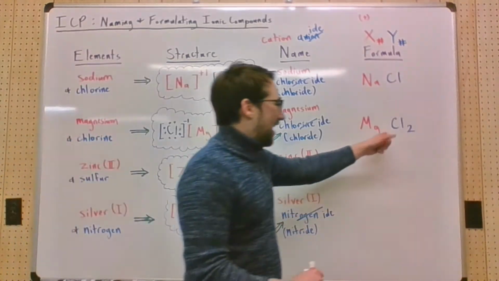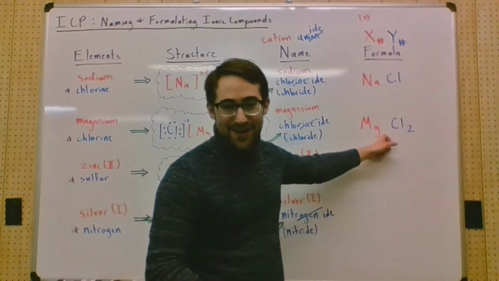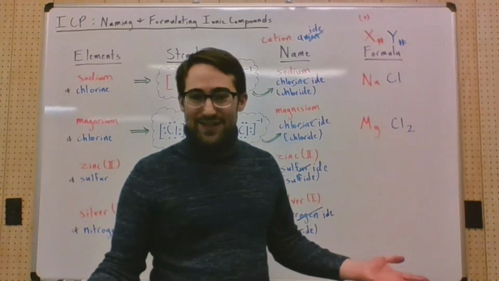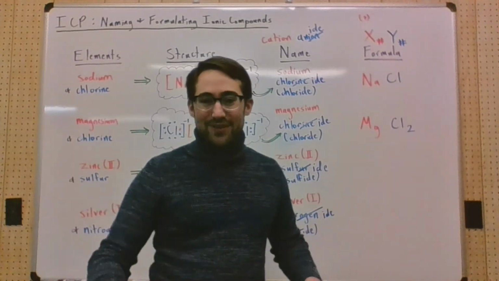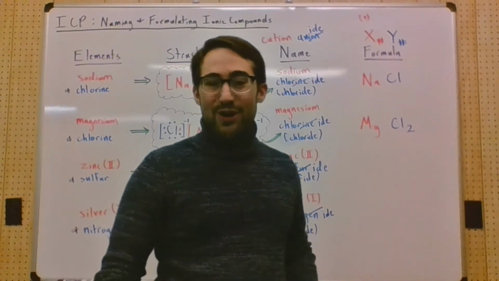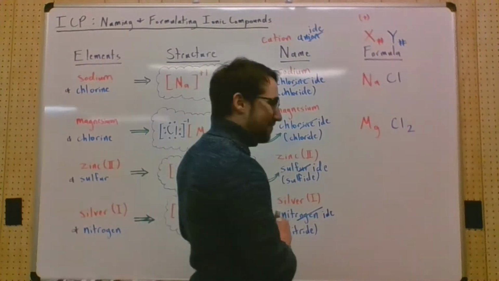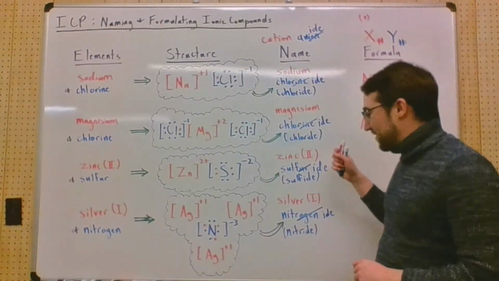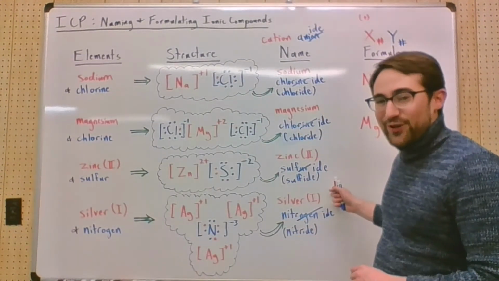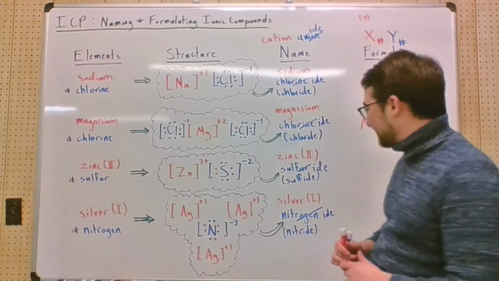If it's a 1 as your little number down here, as your subscript, you can erase it. And that's how we're usually going to do it. But if it's any other number, like a 2 or a 3 or a 4, we've got to keep it there. Let's do another example with zinc and sulfur coming together to make zinc sulfide.